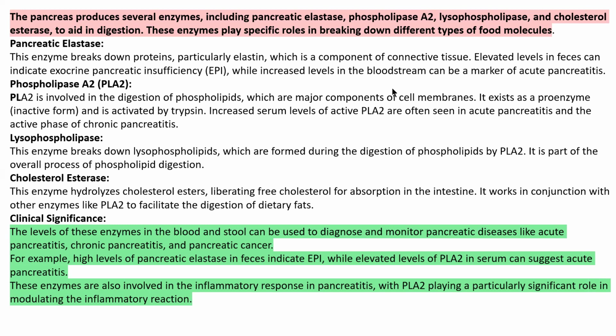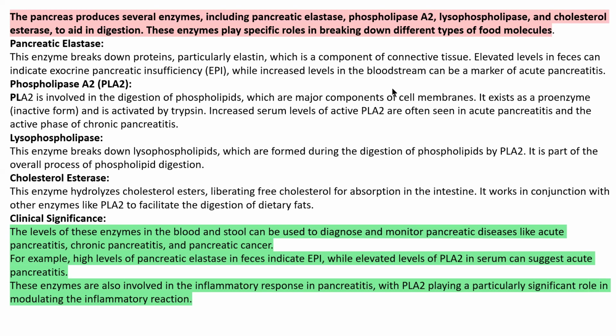Next enzyme is lysophospholipase. Lysophospholipase means breaking down of lysophospholipids, which are formed during the digestion of phospholipids. During the digestion of phospholipids, there is a formation of lysophospholipids. So the enzyme which helps in the breakdown of lysophospholipid is called lysophospholipase. So it is a part of the overall process of phospholipid digestion.